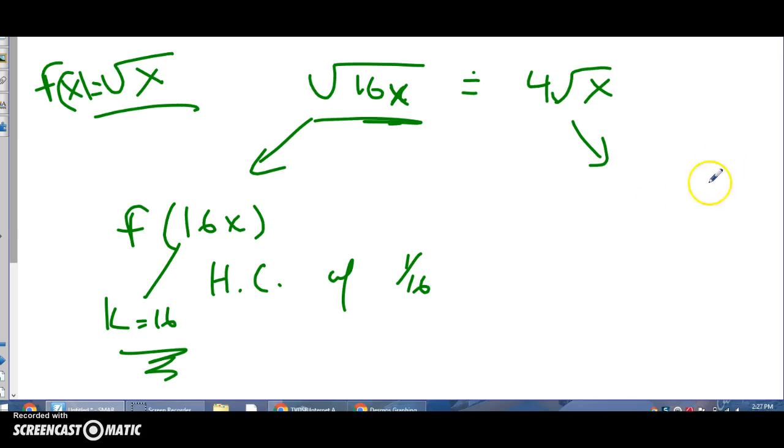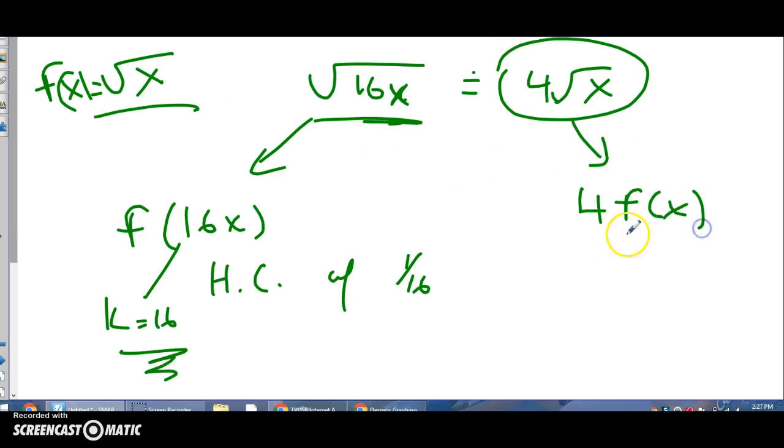Remember, for the letters, K will be a bigger part later. We'll talk about a, k, d and c in a bit. This is the second version over here, 4 times the function, f of x. If you're multiplying by the function, it's vertical. If it's vertical, you don't change this to 1 over. It's just 4. 4 is bigger than 1, so it's a vertical stretch of 4.